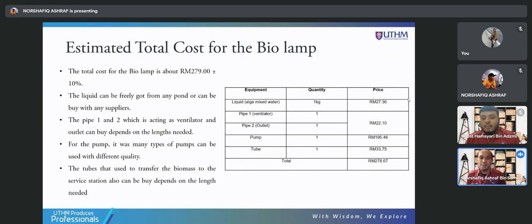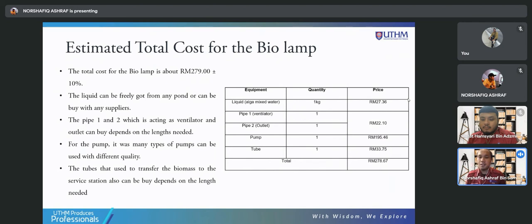Next, the pump. Many types of pumps can be used, with different quality. And the last one is the tubes that are used to transfer the biomass to the service station, which also can vary depending on the length needed. So the table will show the price for each equipment that we need in this project.